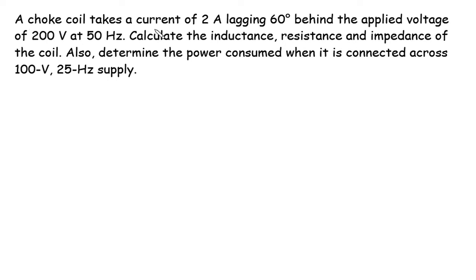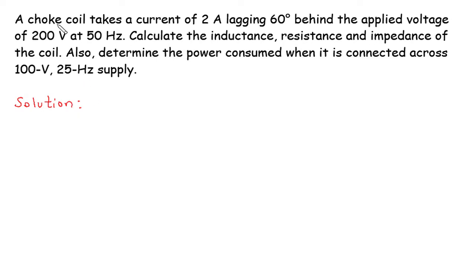A choke coil takes a current of 2 ampere lagging 60 degree behind the applied voltage of 200 volt at 50 Hz. Calculate the inductance, resistance and impedance of the coil. Also determine the power consumed when it is connected across 100 volt 50 Hz supply. Solution.